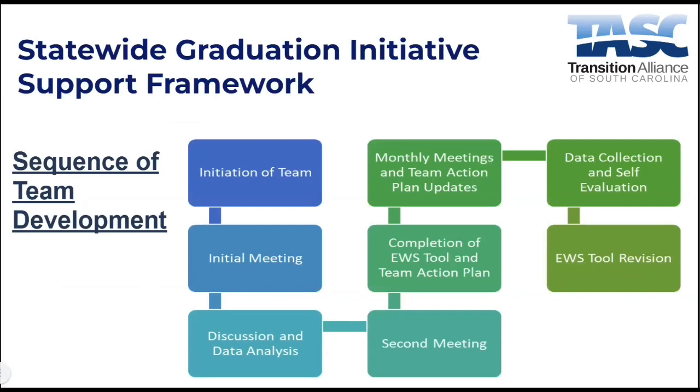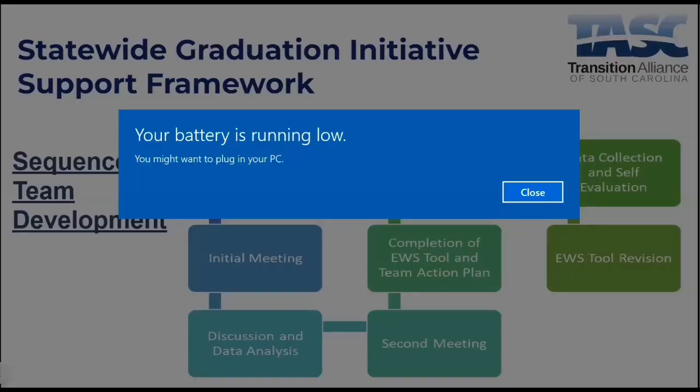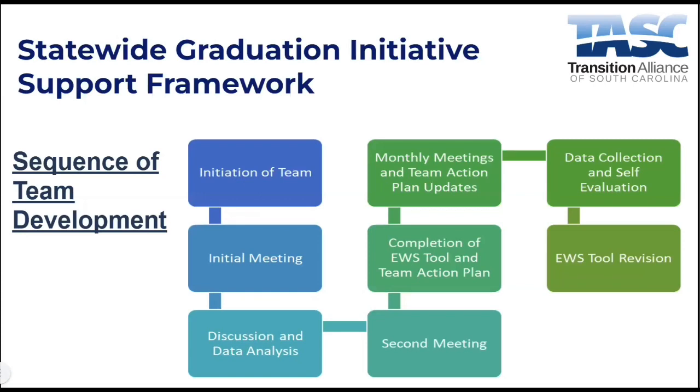So again, the Transition Alliance is working with the Office of Student Intervention Services and the Office of Special Education Services at the South Carolina Department of Education to support districts and schools that are working to improve these graduation outcomes for youth with disabilities. In setting up our system of support, we initially go in and work with districts to develop that graduation team at the school or building level.